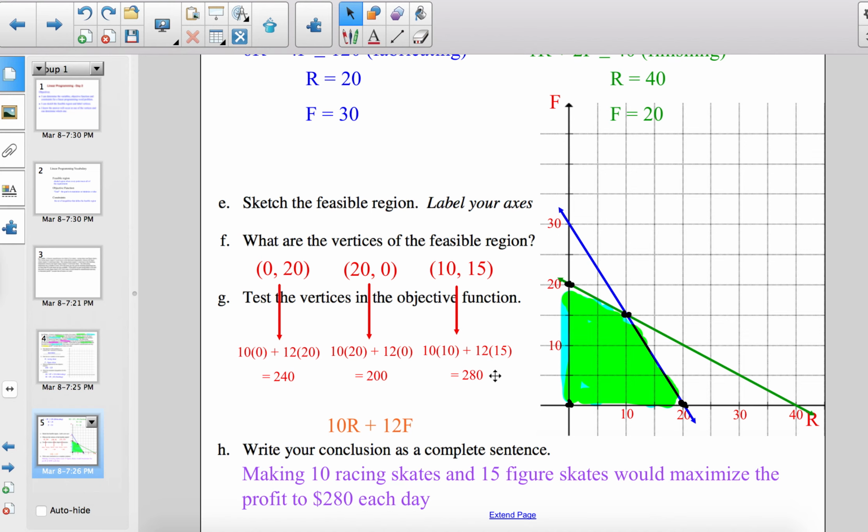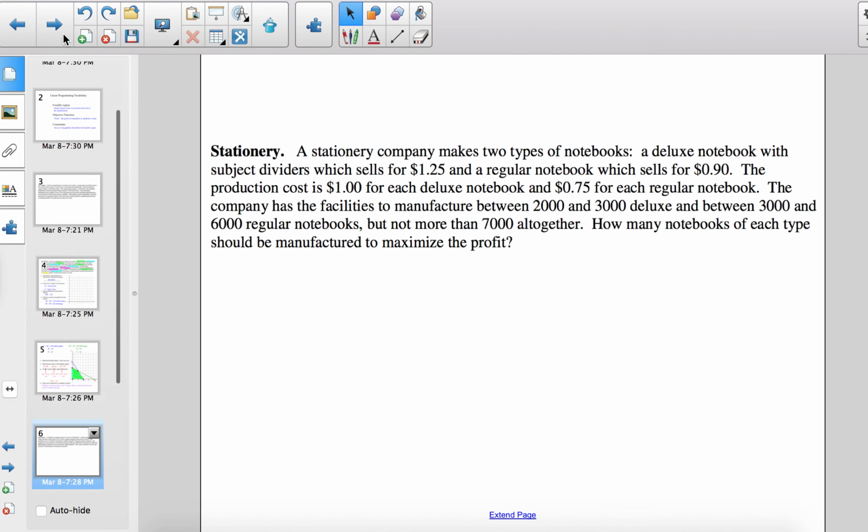Now we're going to go through it all over again. Okay, so this example, I'll read it to you. A stationery company makes 2 types of notebooks, a deluxe notebook with subject dividers, which sells for $1.25, and a regular notebook which sells for 90 cents. The production cost is $1 for each deluxe notebook and 75 cents for each regular notebook. The company has the facilities to manufacture between 2,000 and 3,000 deluxe and between 3,000 and 6,000 regular notebooks, but not more than 7,000 altogether. How many notebooks of each type should be manufactured to maximize the profit?